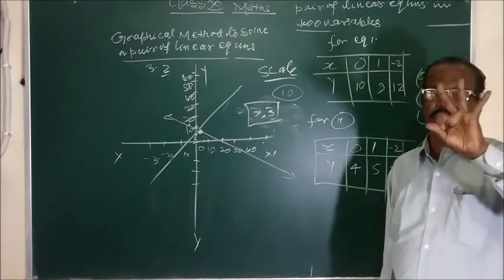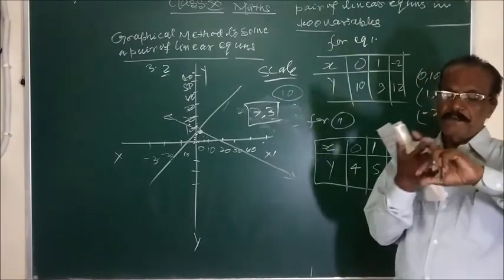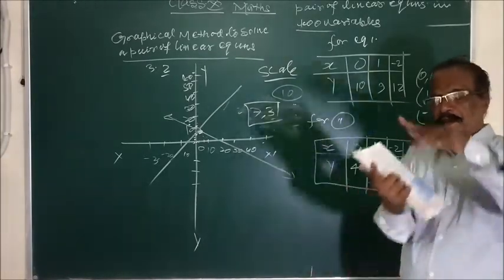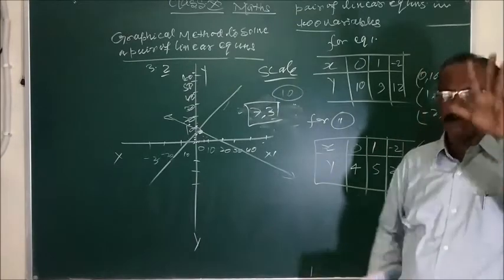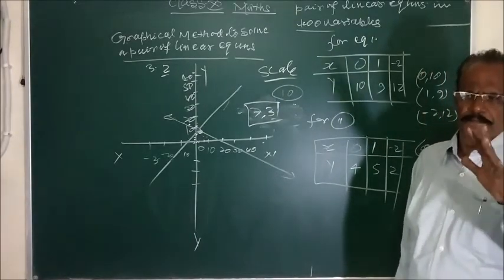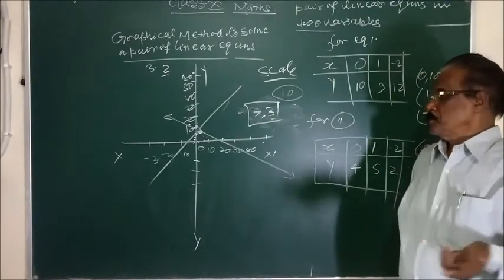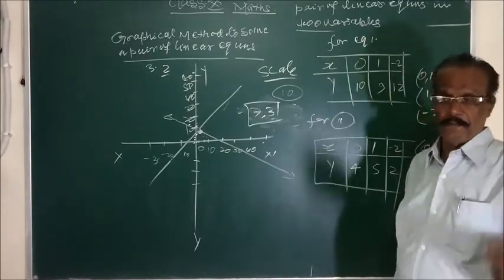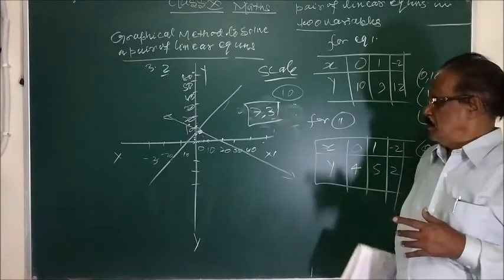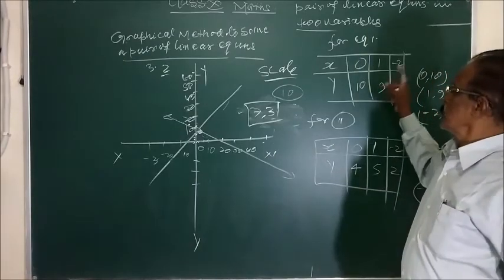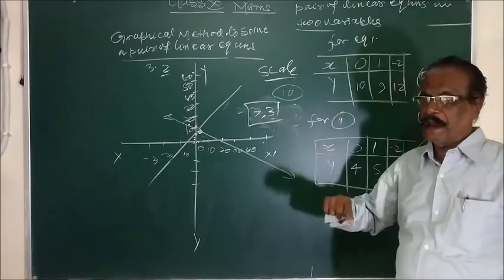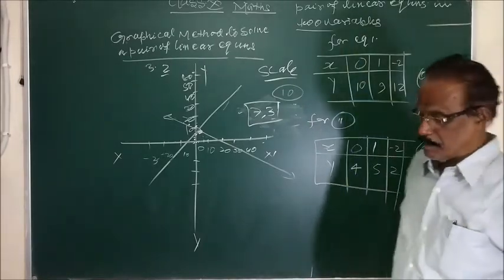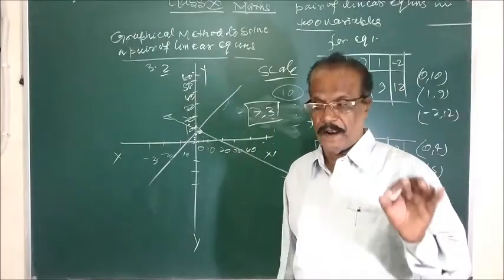There will be three possible conditions: the lines will be intersecting, or parallel, or coincident. The point of intersection will give the number of boys and number of girls. So my dear students, you can compare with this condition and solve. This is the graphical method to solve a pair of linear equations.